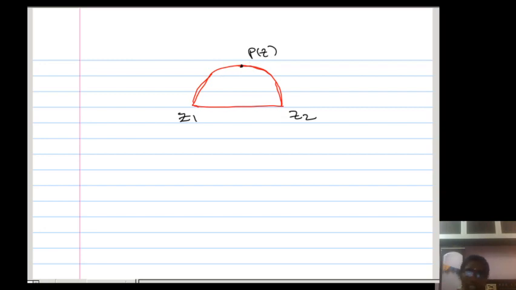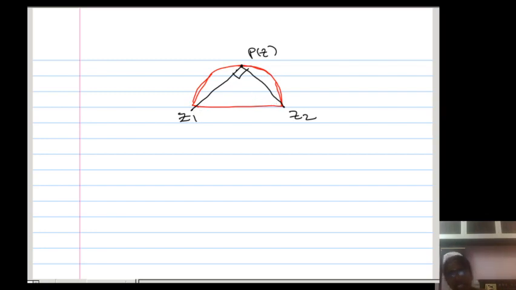What is the meaning here? Z1 and Z2 are end points of the diameter of the circle. If you take any point on the circle, it forms a right angle triangle, which means it forms perpendicular lines. PZ1 is perpendicular to PZ2. Not only here, you can take any point. If you draw like this, it compulsorily forms a right angle if Z1, Z2 are end points of the diameter.